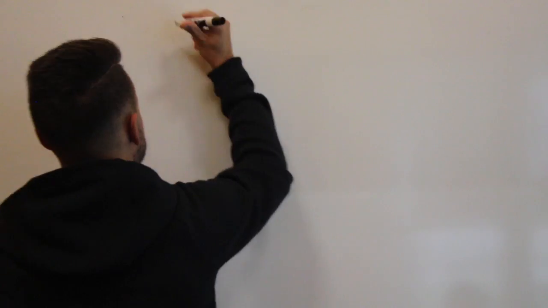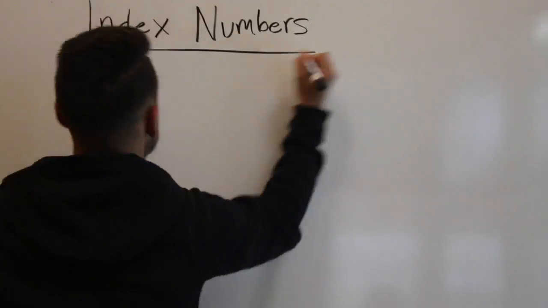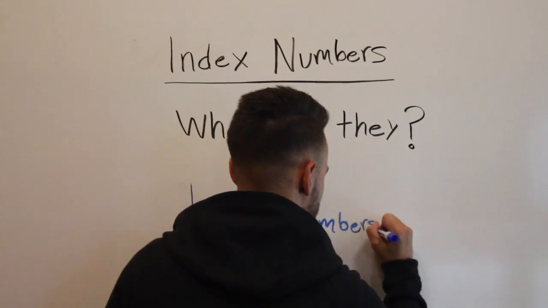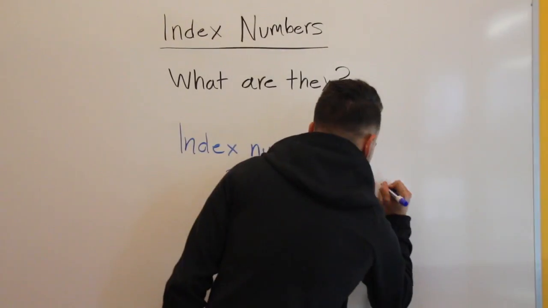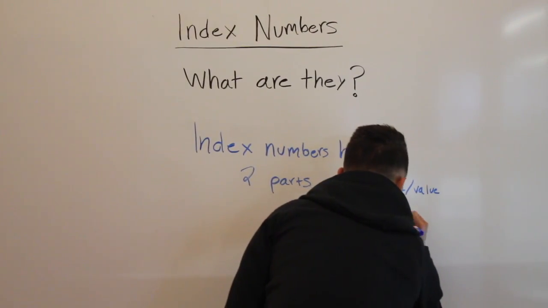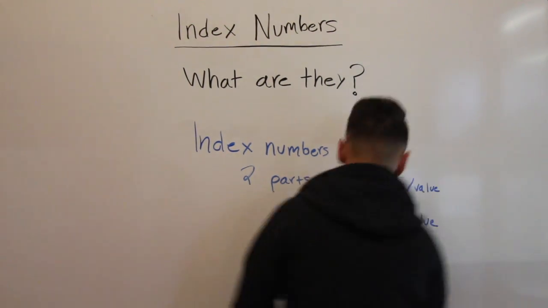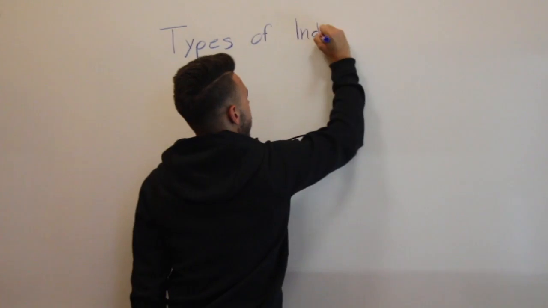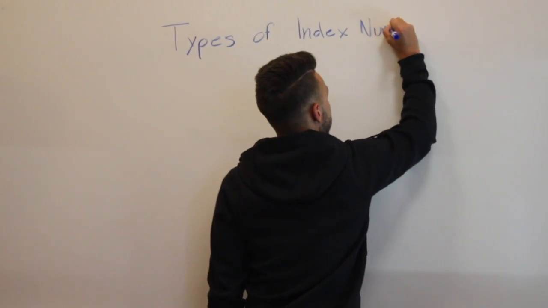Today we're going to be learning about index numbers. Now you must be wondering, what are index numbers? Index numbers are a statistical measure of changes in a representative group of individual data points. So here we'll be talking about two parts. There are two parts to it, which is price value and base value.